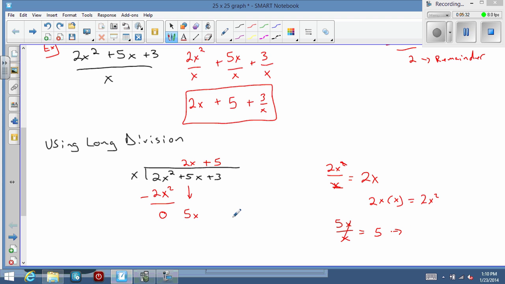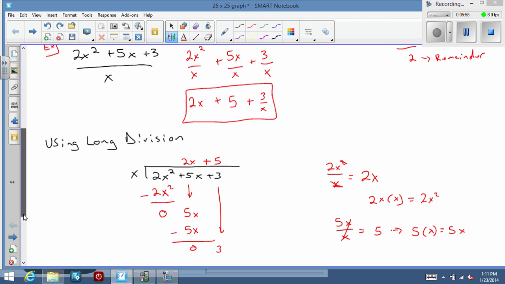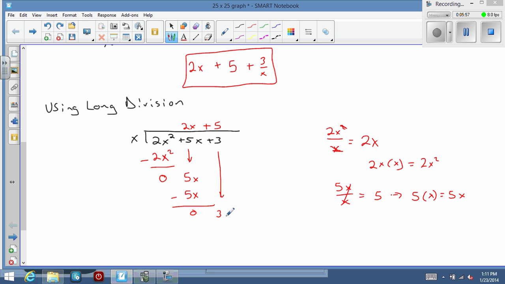And now to figure out what I write under here, I take that 5 and multiply it by what's out in the front, which is just x. And when I do that, I get 5x. So right down underneath the 5x, I'm also going to write the 5x that I got from over there. And I'm going to subtract, and I get 0. Now I bring down this 3, and I ask myself, how many times does x go into 3? Well, it doesn't go into 3 at all. So 3 is my remainder.